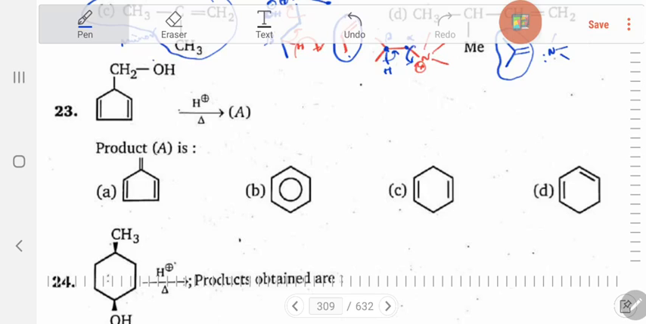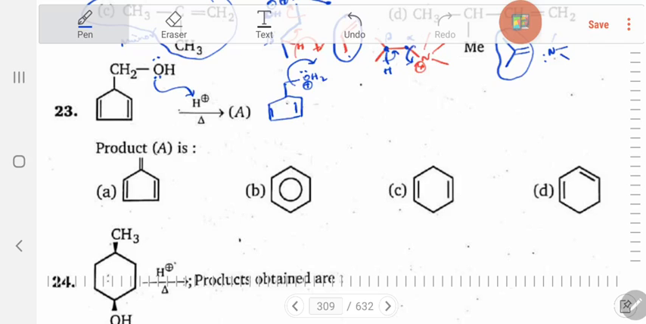Now, first oxygen donates a lone pair of electrons to H+. Then the product obtained will be CH2OH2+, because oxygen donated one lone pair. Now H2O will be lost. When H2O is lost, you will get a carbocation, that is a primary carbocation.